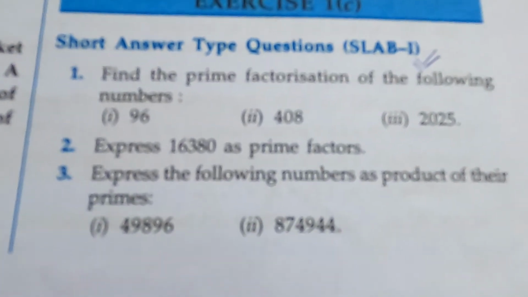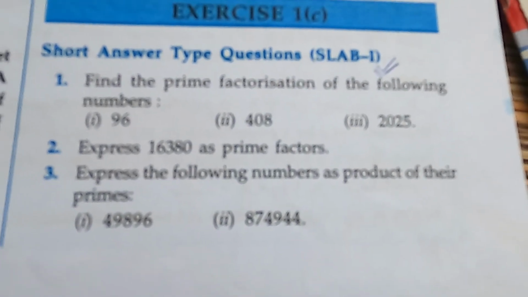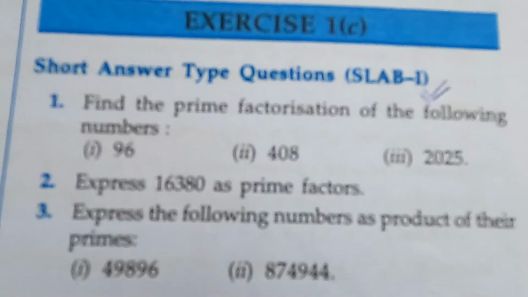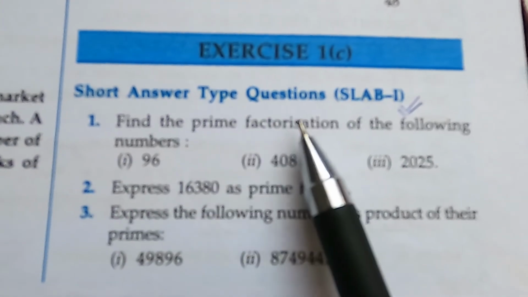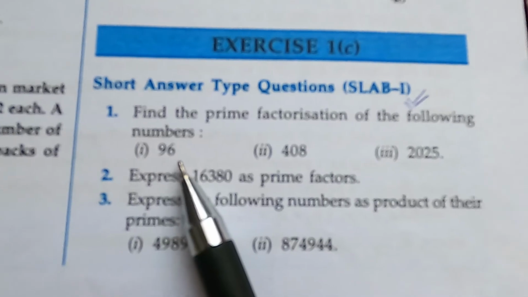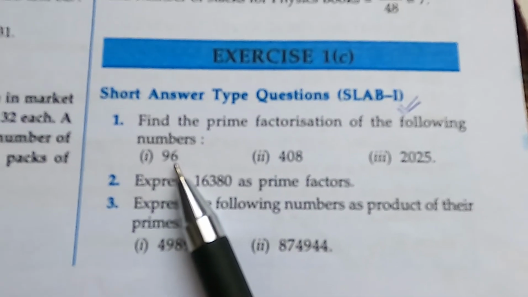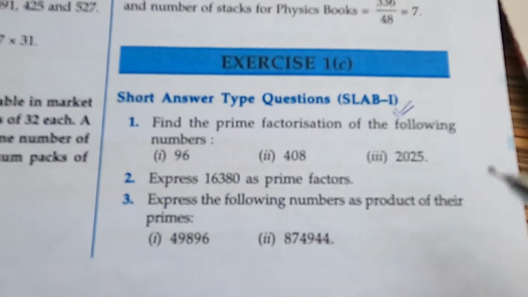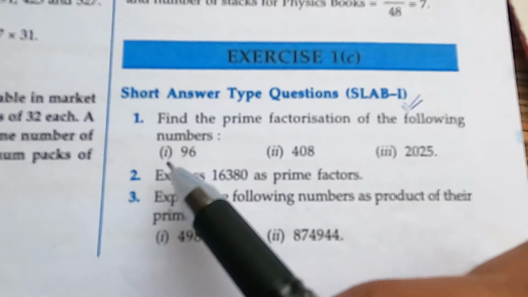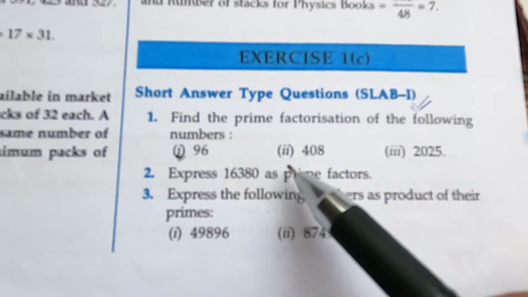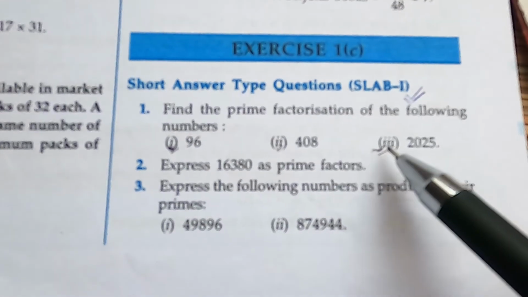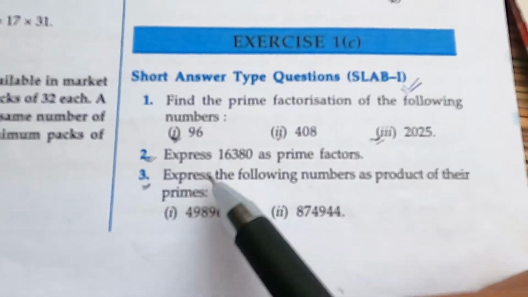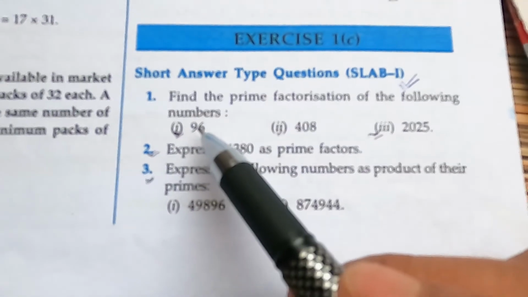Since prime factorization is clear now, let us proceed with exercise 1c. Exercise 1c is very simple. Find the prime factorization of the following numbers. So we have to find the factors of 96, and then question numbers 2 and 3. I will solve question number 1 for you, and questions 2 and 3 you will do for homework. They are exactly the same as question number 1.